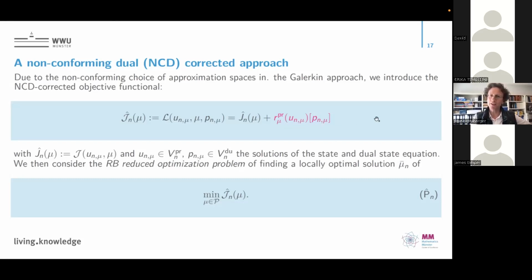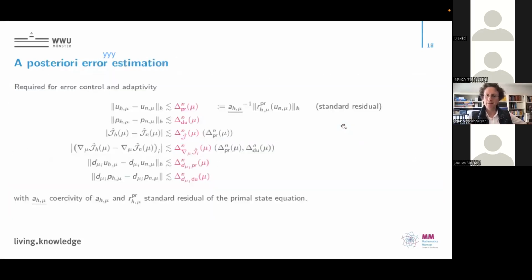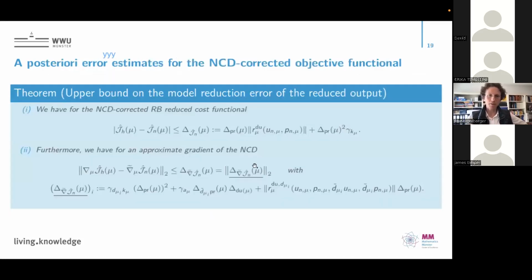So this residual is not zero anymore, but it has some value. And you need to consider this as a correction in the reduced functional. And then, of course, you want to solve this minimization problem. And if you do this correction appropriately, then you can do all the a posteriori error estimation accordingly. And this is what is now shown here.